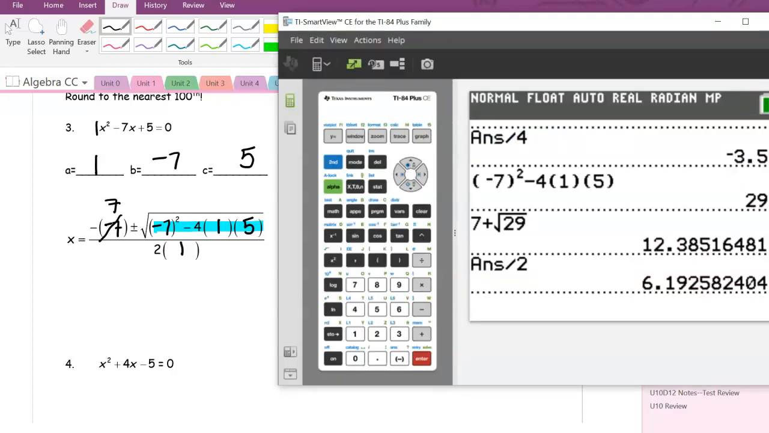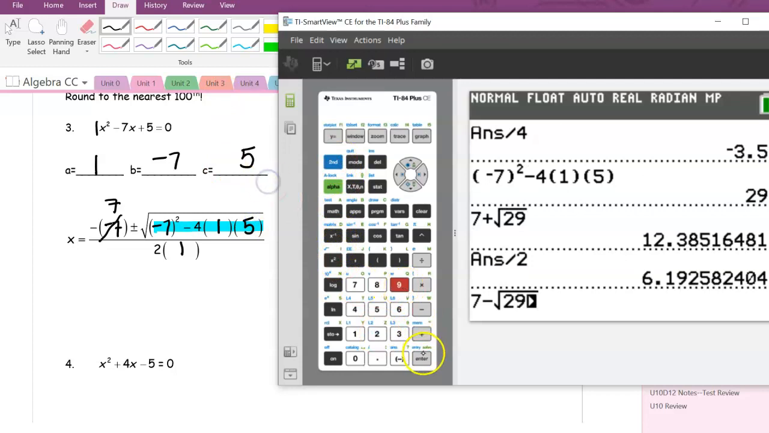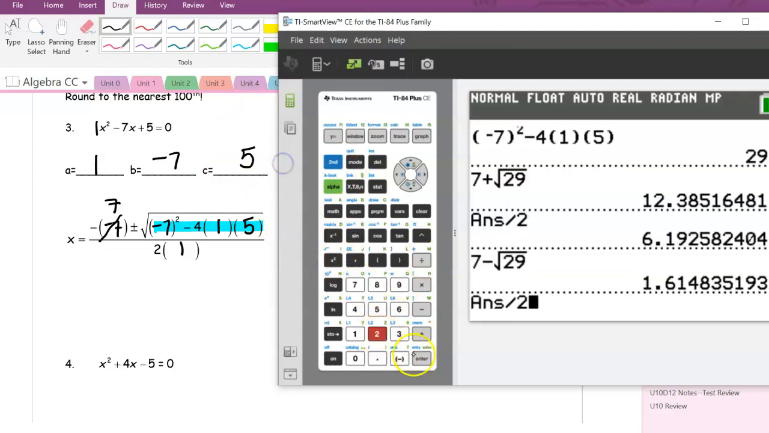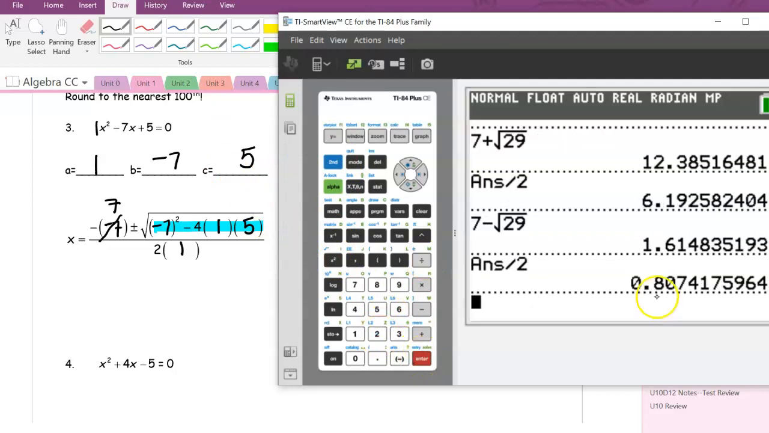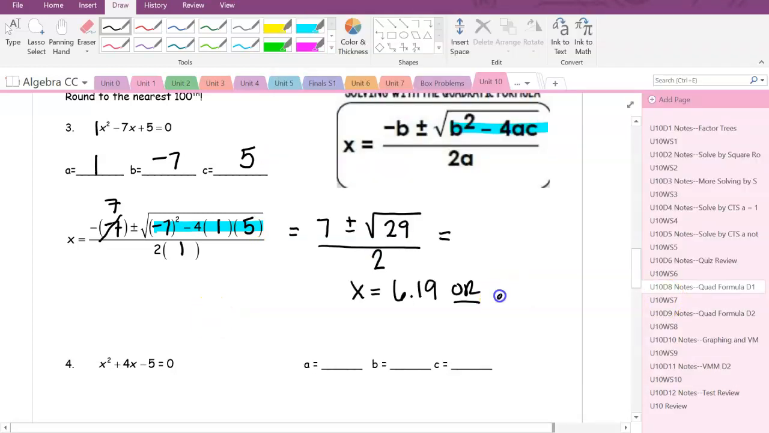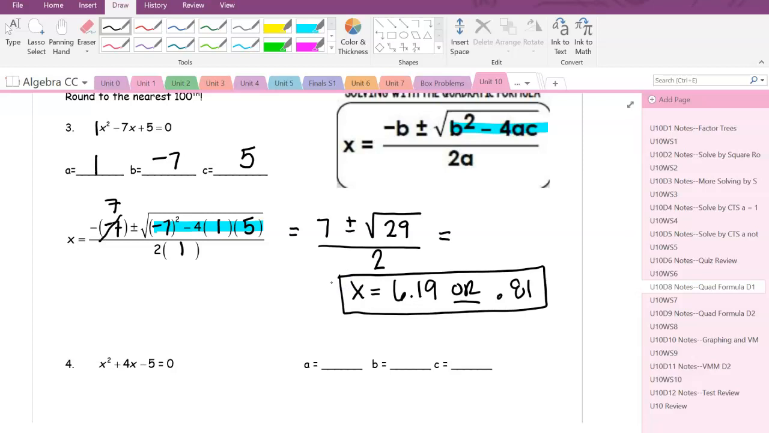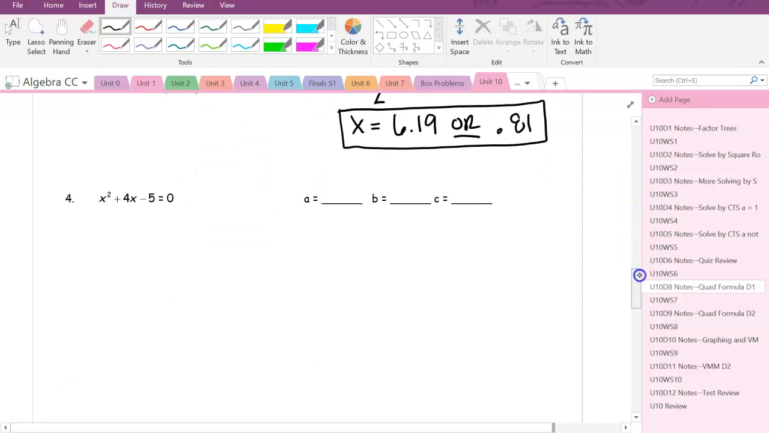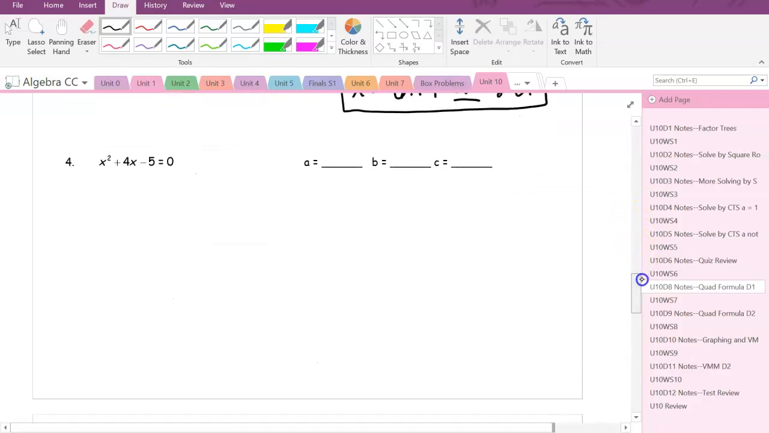And then I'm going to type it all in again, this time with a minus, and divide by 2. And that's going to round to 0.81. Okay, and these are your two solutions. And you would get the same thing if you did completing the square, but this is going to be a lot easier to deal with. Okay. All right, let's try it again.